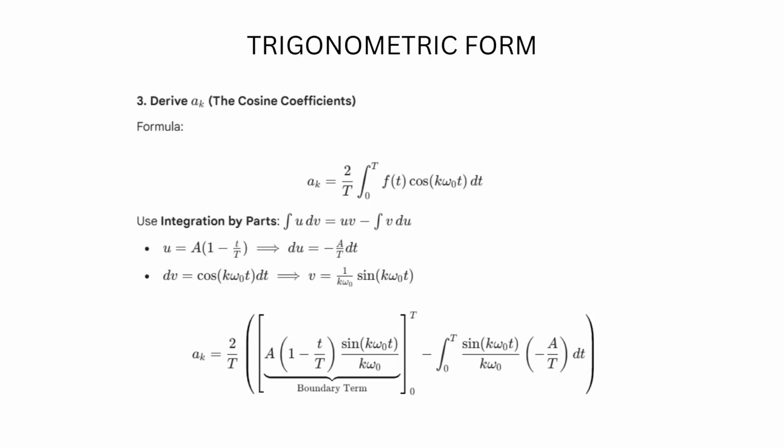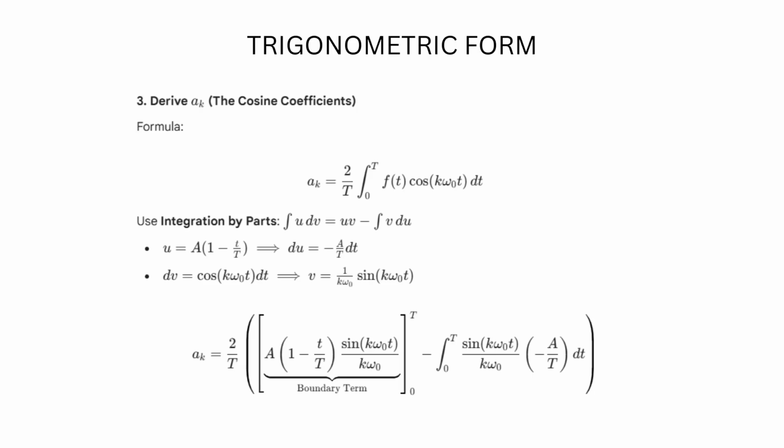Now we derive A sub k, the cosine coefficients. Here's the formula. A sub k is equal to 2 over big T times the integral from 0 to big T of f of t times cosine k omega naught t dt. We let u equal A times the quantity 1 minus t over T. Taking the derivative, du becomes negative A over T dt. Note the derivative of constant A is 0 and the derivative of minus A t over big T is minus A over big T.